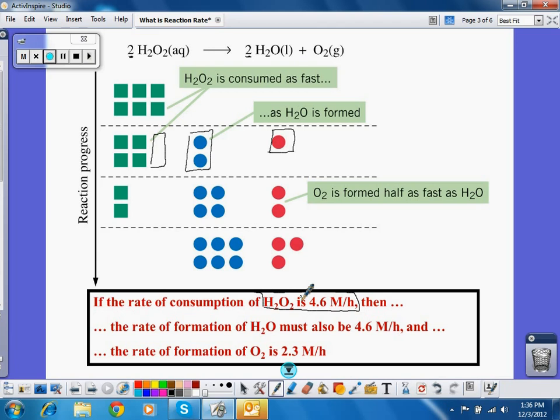It also tells me that the rate of formation of O2 is half as fast as the rate of disappearance, or rate of consumption, of hydrogen peroxide, because for every 2 hydrogen peroxides I only get 1 oxygen. So I take that rate and divide by 2. So the rate of production of O2 is half the rate of disappearance of hydrogen peroxide.